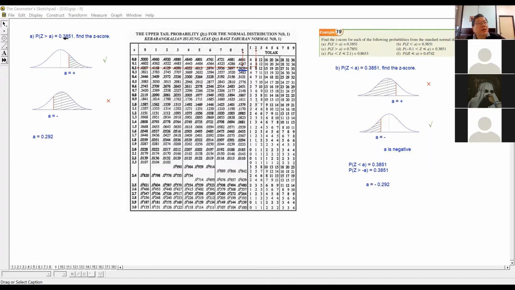So 3851, yes, 3851 is here. This dot here, 3851. The difference between 3851 and 3859 is 7. We don't have 7. The nearest one is 8. 8 corresponds with 2.